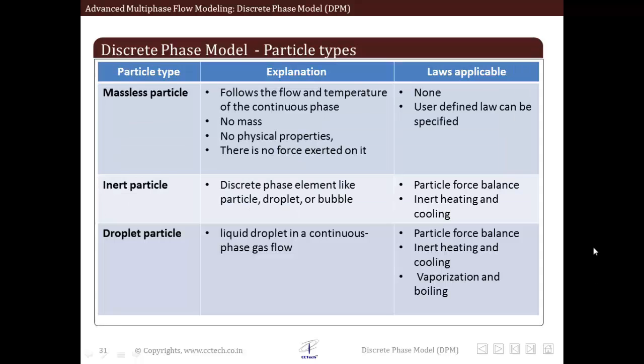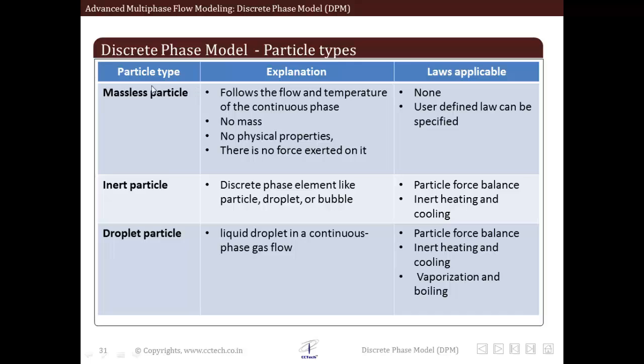Let us now discuss what all particle types are available when we use the DPM model. We will see the particle type, then an explanation of what the particle type means and what properties it has, and then we will see what physical laws are applicable if we use that type of particle.